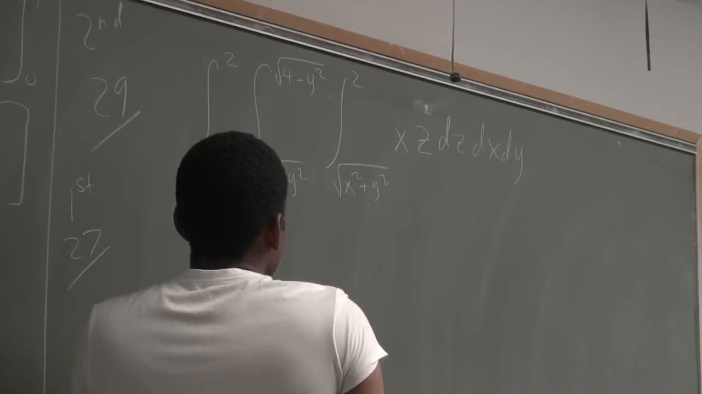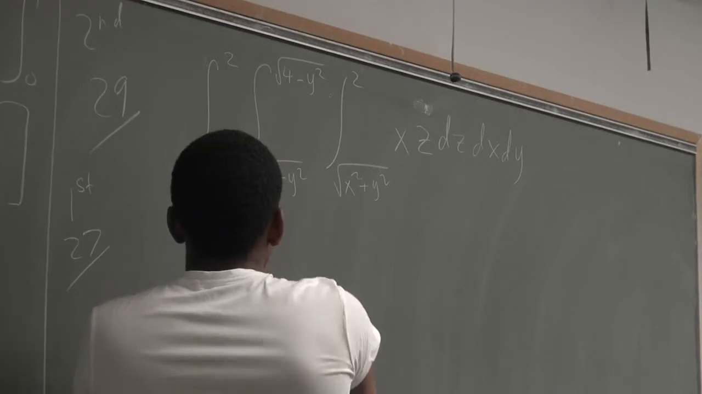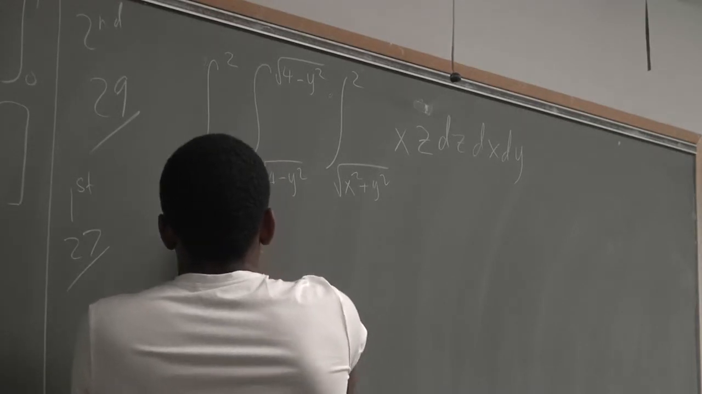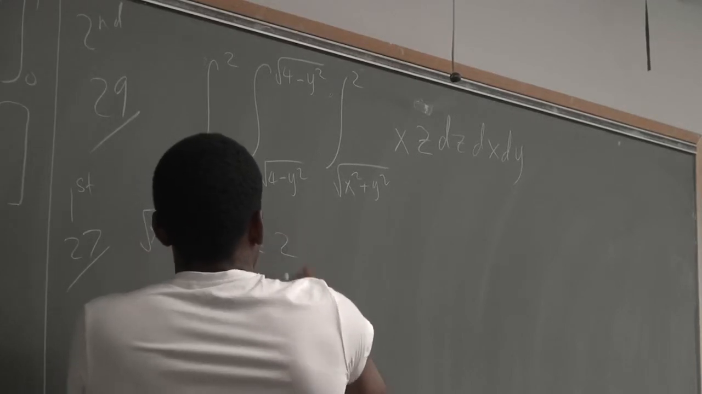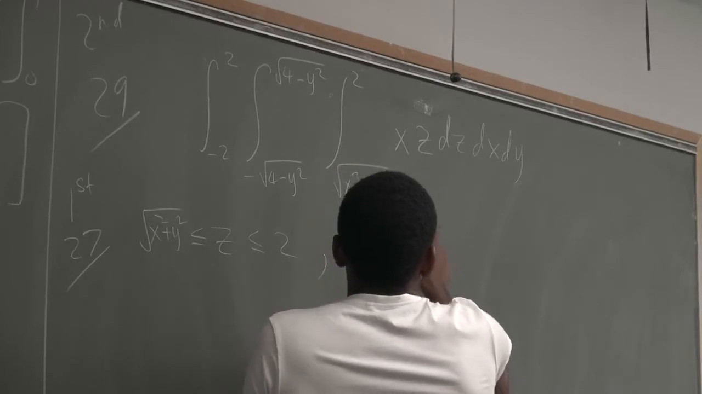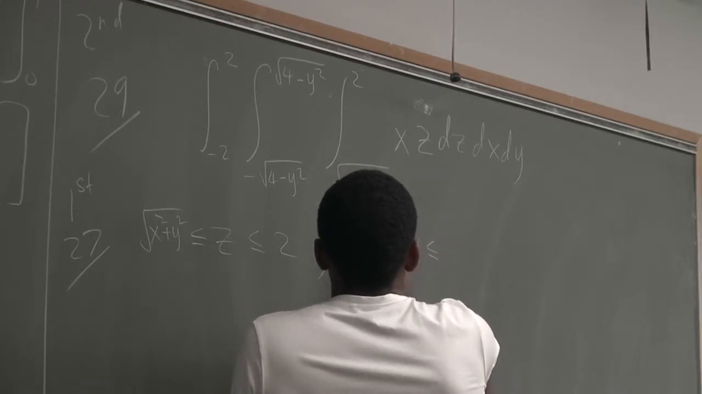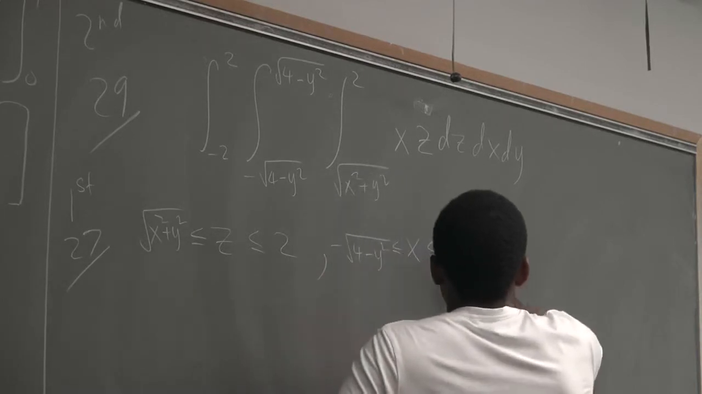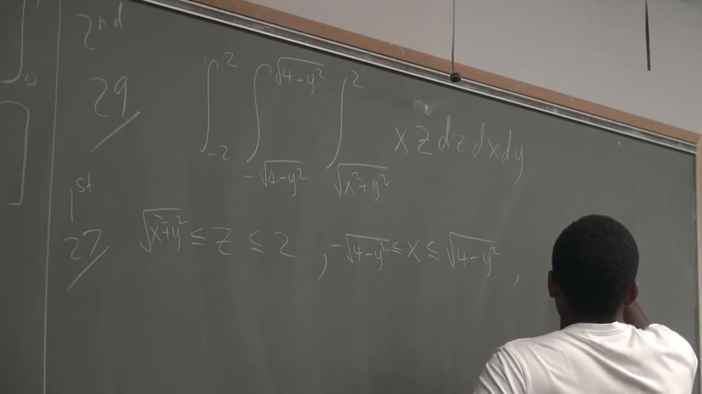Well, the first step would probably be to represent the surface using inequalities. How do we do that? So z goes between root x squared plus y squared up to 2. But x goes between negative root 4 minus y squared and positive quantity. And y goes between negative 2 and 2.